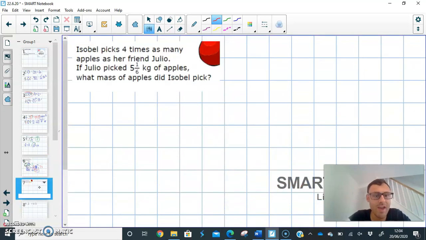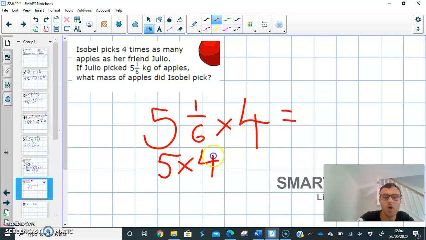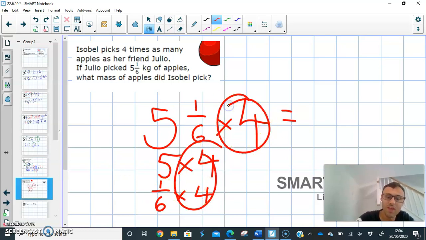Okay. And then going back to this one, Isabel picks 4 times as many apples as her friend Julio. If Julio picked 5 and 1/6 kilograms, what mass of apples did Isabel pick? Well, she picked 4 times as many, so it's 5 and 1/6 times by 4. We've got a mixed number, and we are timesing this by a whole number. So we need to do 5 times by 4, then we need to do 1/6 times by 4. So the times by 4 is always there, and then I split those two there.